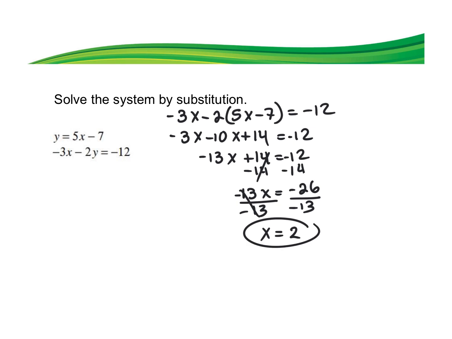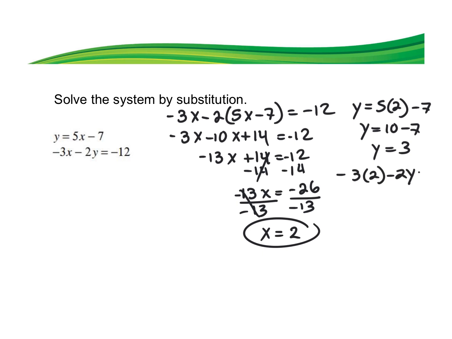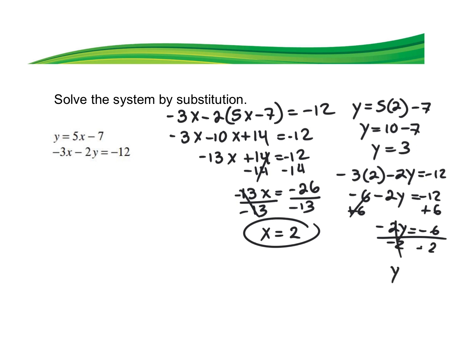Now I'm going to go ahead and plug in the 2 for either equation. I'm going to plug it into the first one to solve for the y, as y equals 5 times 2 minus 7, y equals 10 minus 7, so we get y is equal to 3. And then for the second, I'm going to plug it in just to double check. So I get negative 3 times 2 is negative 6, minus 2y is equal to negative 12. I'll add the 6, left with negative 2y is equal to negative 6. Divided by negative 2 on both sides, and I'm left with y is equal to 3.